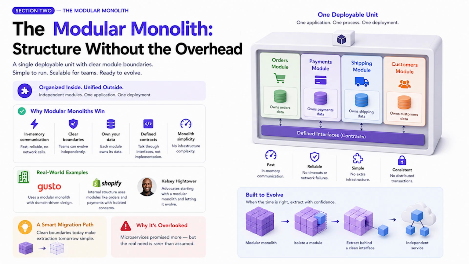Gusto, the payroll platform, uses a modular monolith with domain-driven design. Shopify's internal structure uses modules, like orders and payments, with isolated concerns. Even the concept has a famous advocate.